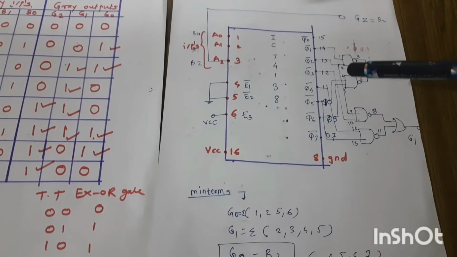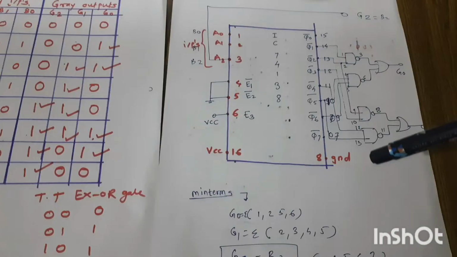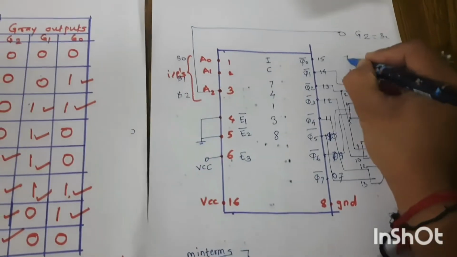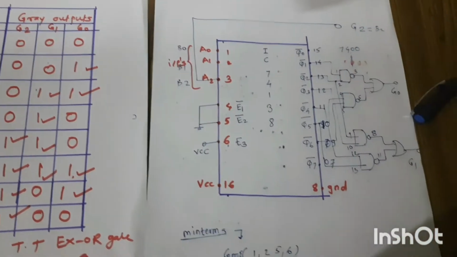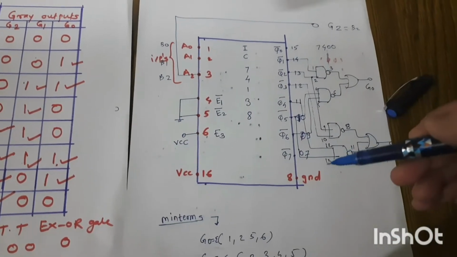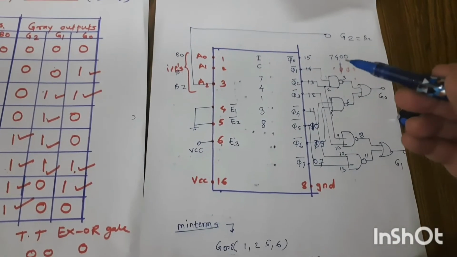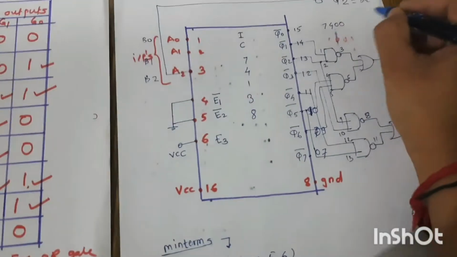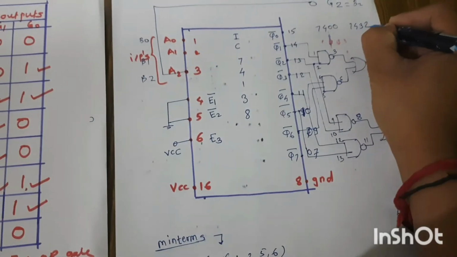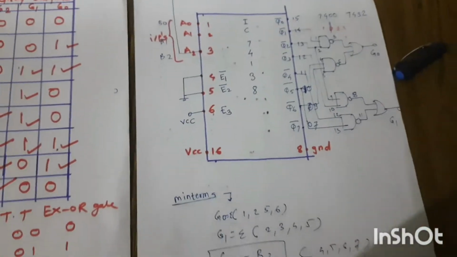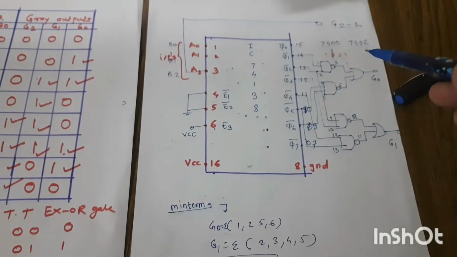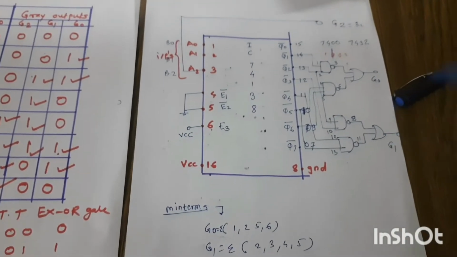So we have taken 4 two-input NAND gates, because we are going to use the IC 7400, which is a quad 2 input NAND gate IC. That means this IC contains 4 NAND gates, and we are going to use the IC 7432 as the OR gate IC. So this is also a quad 2 input OR gate IC. That means this IC contains 4 OR gates. So how can we connect?